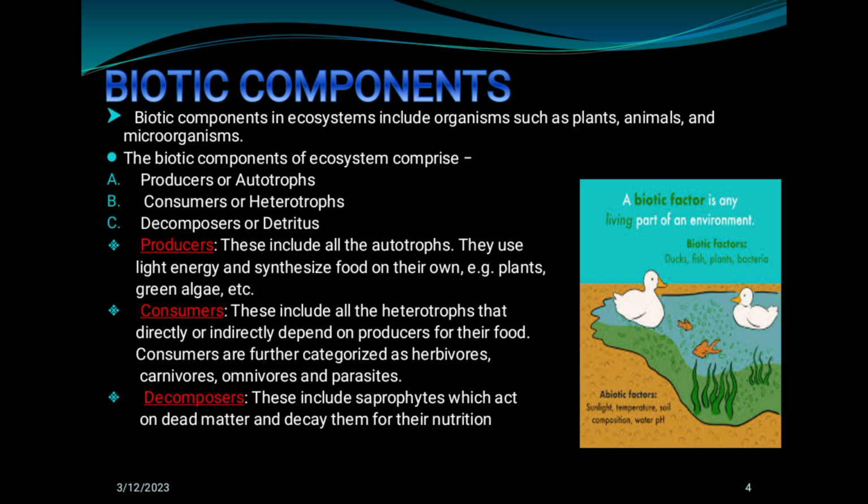The biotic component of an ecosystem comprises producer or autotroph, consumer or heterotroph, decomposer or detritus. Producer means these include all the autotrophs. They use light energy and synthesize food on their own. Example, plants, green algae, etc.